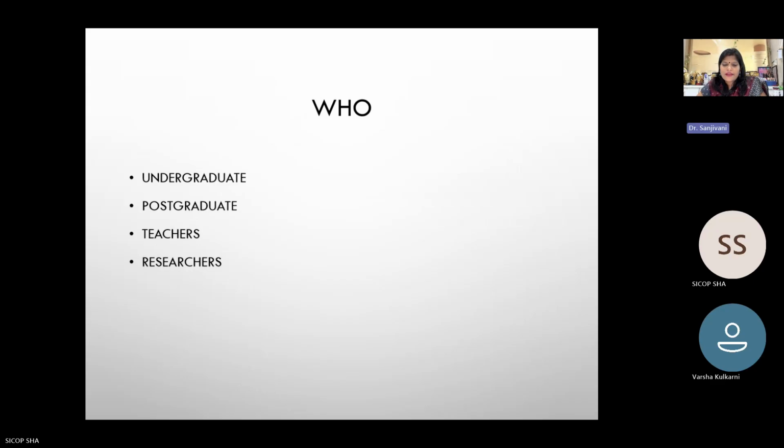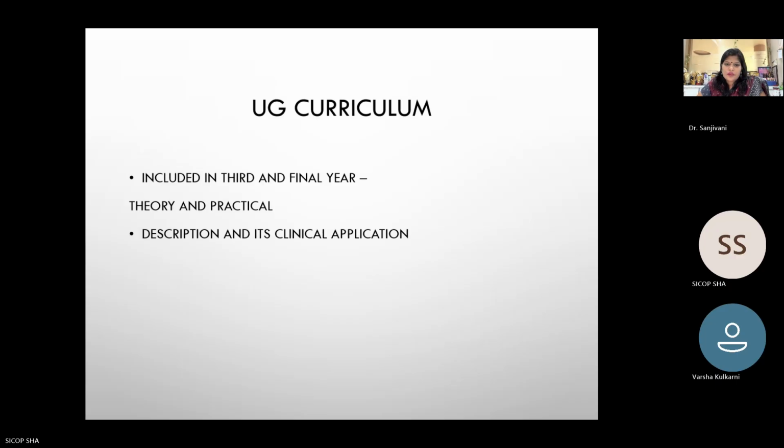So who can do it? Undergraduates, postgraduates, teachers, researchers, educators who are available in your health system, all can perform ICF. Okay. Next. So in the UG curriculum, definitely it is included in your third year and final year, and it should be in clinical practice. Whenever you are assessing, you should go with your ICF, then only you can make your documentation very properly. Next.